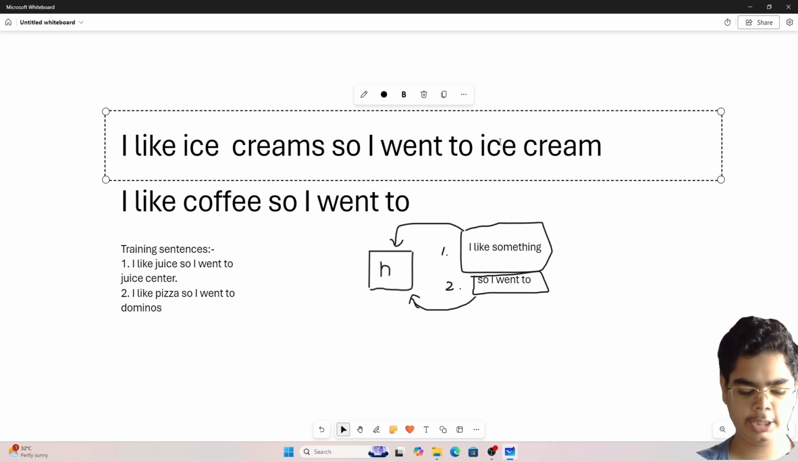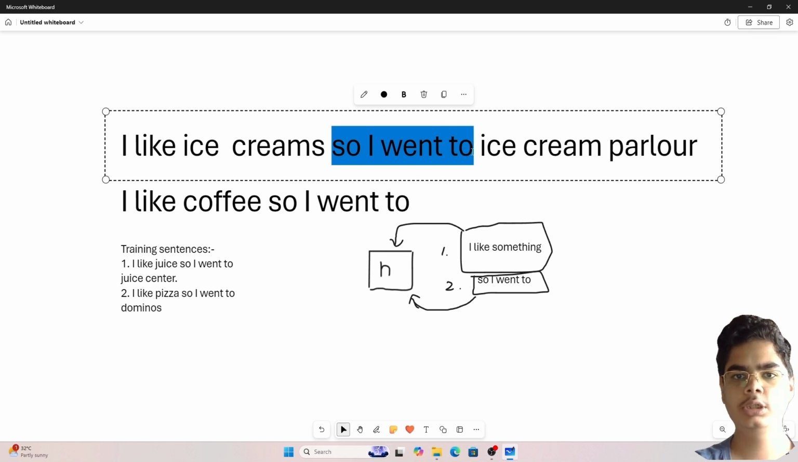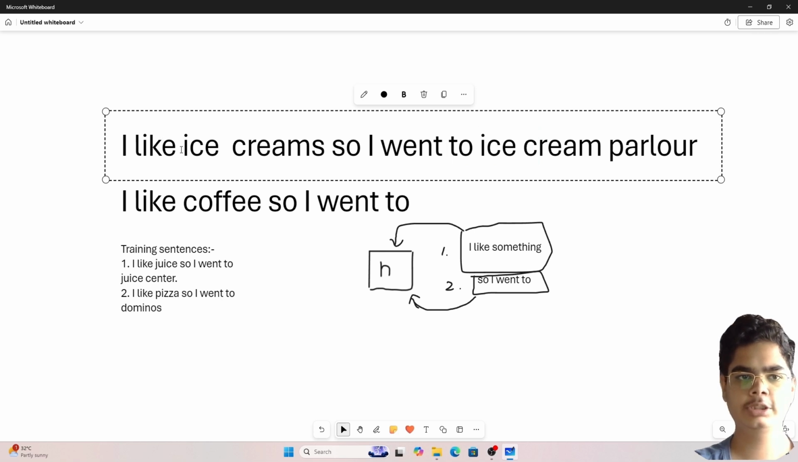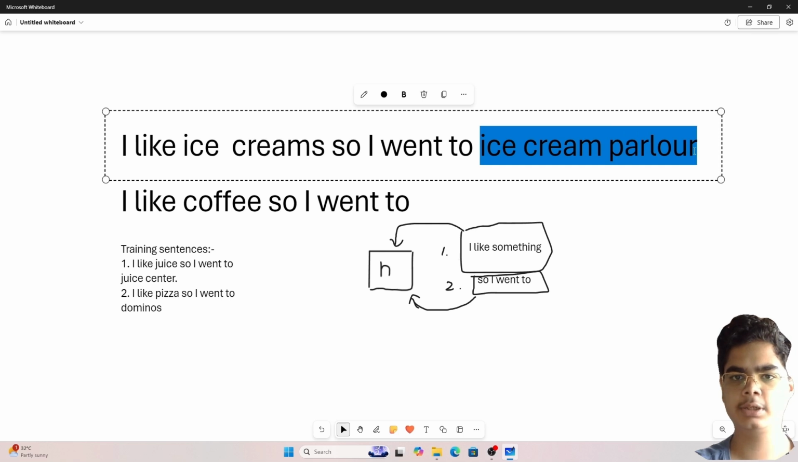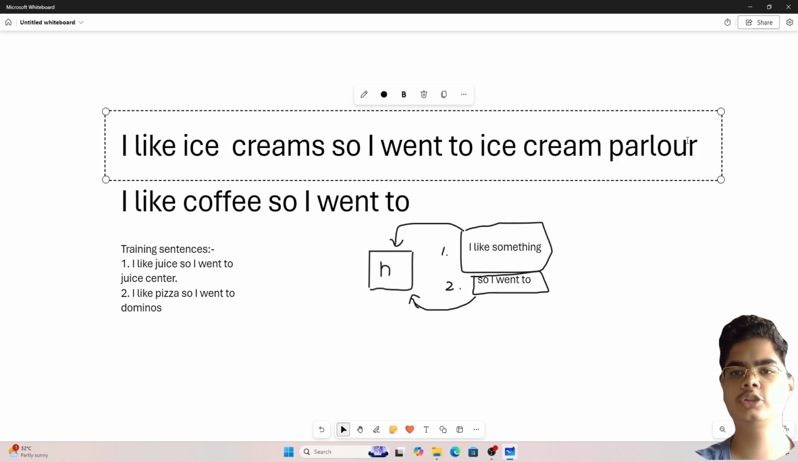Now let us analyze how we understood that it should be ice cream parlor and not something else. First we analyze this sequence, that is so I went to, and from this pattern of words we understood that there must be some place after this word to that the user wants to write. To analyze what this place actually is, we notice this pattern, which is I like ice creams, which is the first pattern by the way. Here we notice that the keyword is ice creams. So the user might be trying to go to an ice cream parlor. That's how we determine that here it should be ice cream parlor.